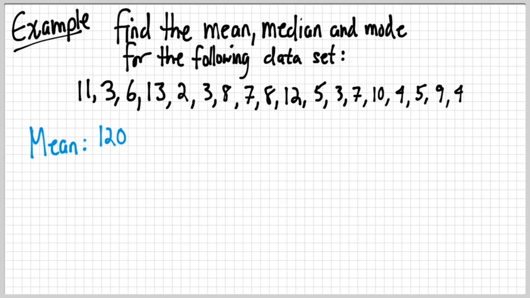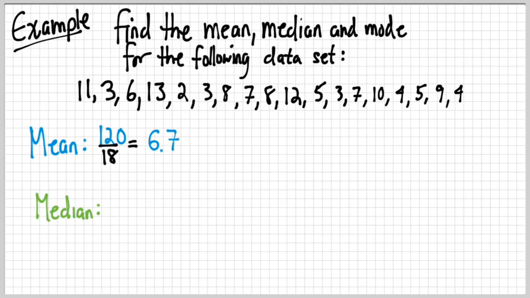So 120. How many are there? We're going to divide by the number of values there are. So 1, 2, 3, 4, 5, 6, 7, 8, 9, 10, 11, 12, 14, 15, 16, 17, 18, okay, divided by 18. All right, so 120 divided by 18 is 6.7. So that is our mean, our average, 6.7.